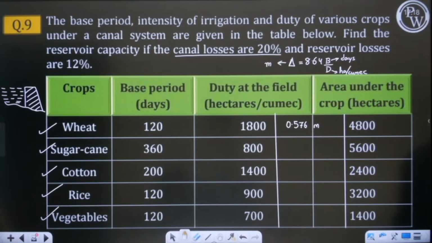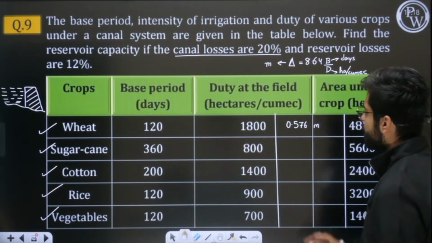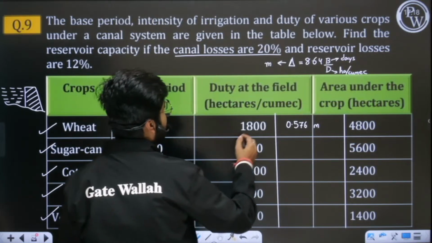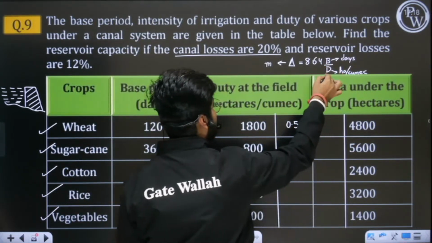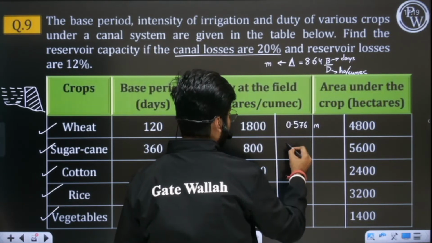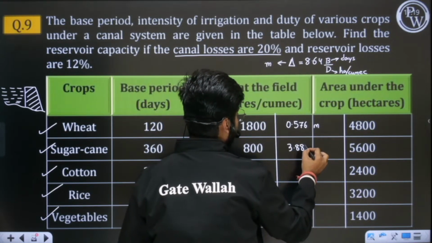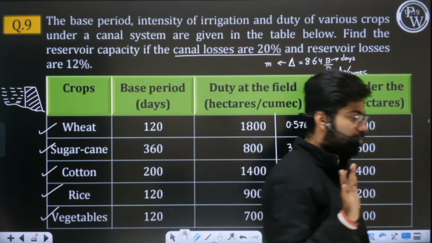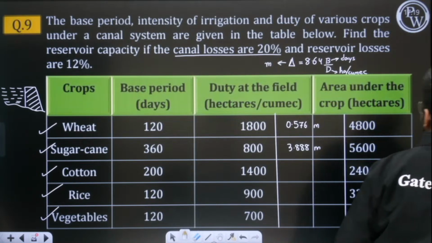Now, similarly find it for the second one. B by D: B is 360 days and duty is 800. Put 360, put 800, multiply by 8.64. Delta you will get as 3.888. I hope you are able to understand this. Yes, 3.888 is the answer.